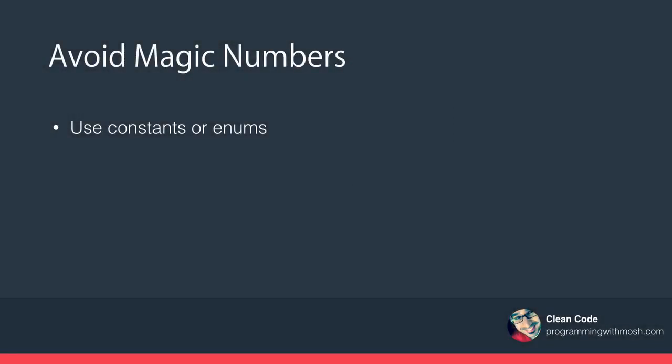So what I want you to take away from this lecture is to avoid magic numbers at all times. Either extract them into a constant or use an enumeration if you're going to use them in multiple places.